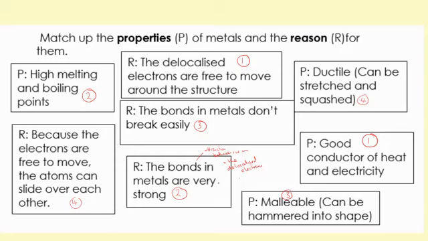And that shouldn't say, actually I don't like that explanation now, so I'm just going to remove that first bit of it there and just say the atoms can slide over each other. And actually I prefer it if you say ions, because they've lost the electrons to become delocalized, so the metal ions can slide over each other.